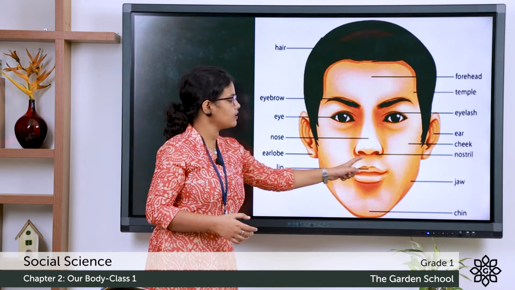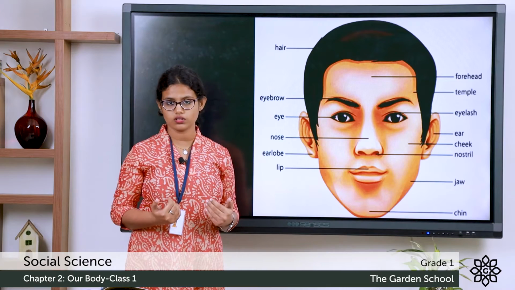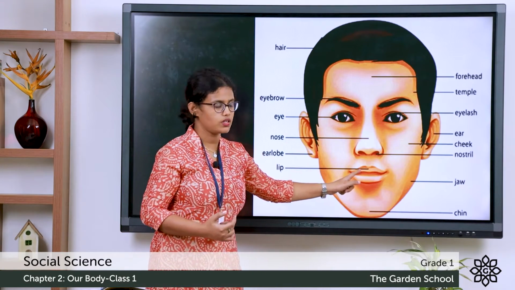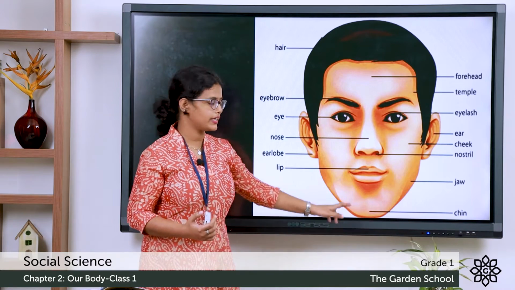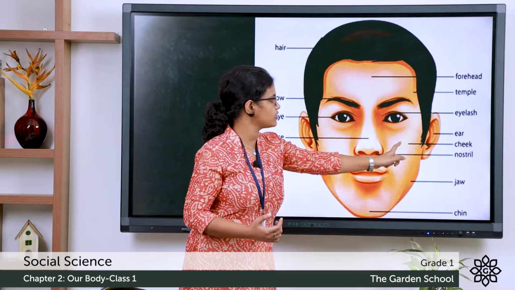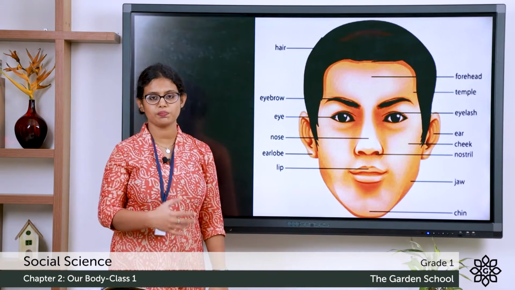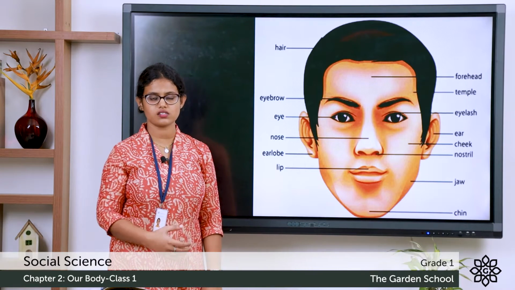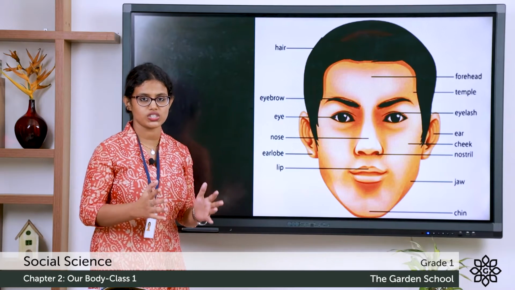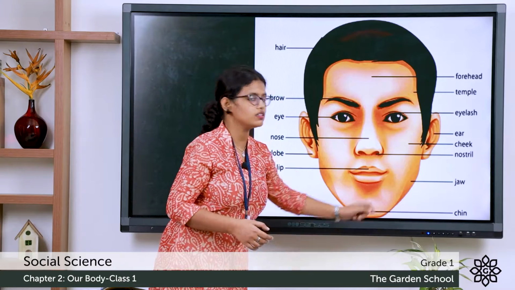Okay, then lip. So we take in food through our mouth, and the opening of the mouth is the lip. So below the lip, here is your chin. Then can you see here below the eye is your cheek. It is a soft part of your face. If you touch it, you can feel how soft it is. So cheek is the soft part of the face. And then here is the jaw.